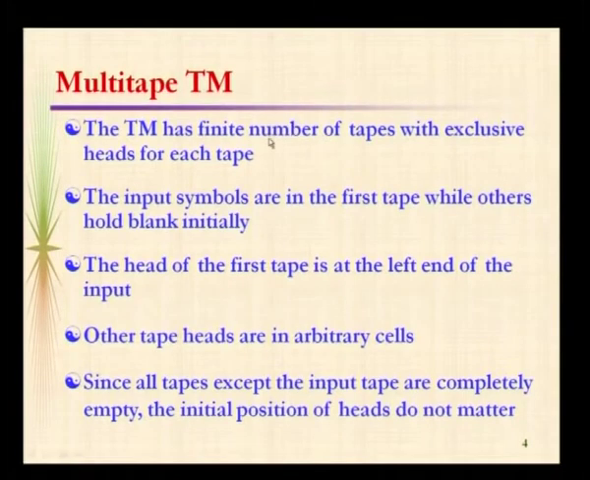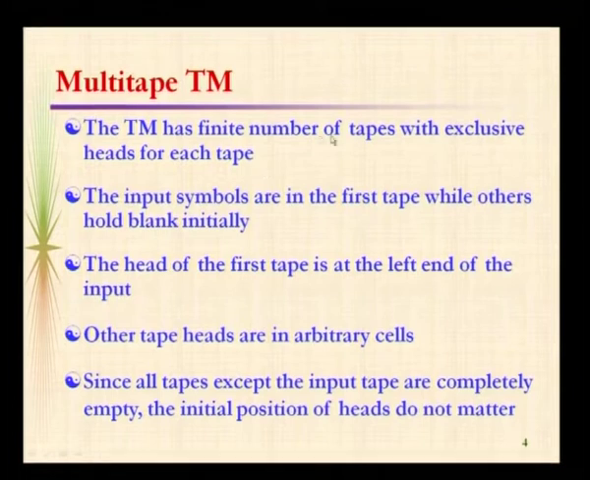We have a finite number of tapes with an exclusive head for each tape. As I told earlier, it is not like multi-track. Here we have different tapes, and for each tape there will be an exclusive head available. The finite control is completely independent of the other finite controls in terms of whether it is going to be a write operation or read operation, whether it is going to be a right move or a left move, or staying back in the same state. It is all completely independent of each other.